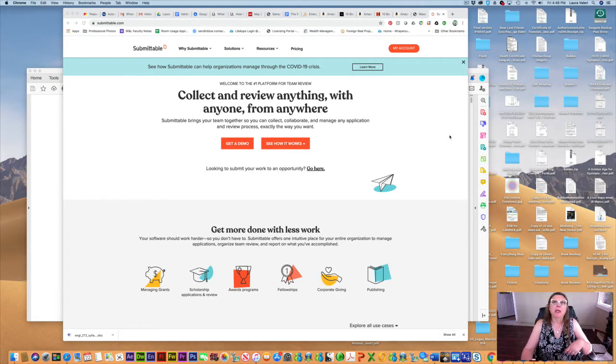So, I am at a page that's called Submittable, and this is the most used app in the publishing industry. It's kind of a portal where all the major journals and publishers are and where they accept publications. So the first thing that you should do if you're interested in publishing, especially if it's more than one piece, is to create an account. It's free for the people who are submitting. For the publishers, they pay, so yay.